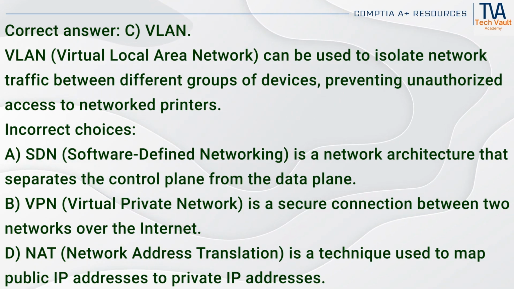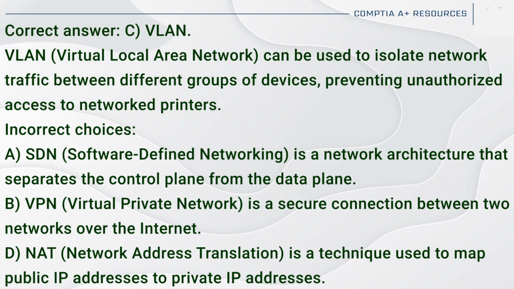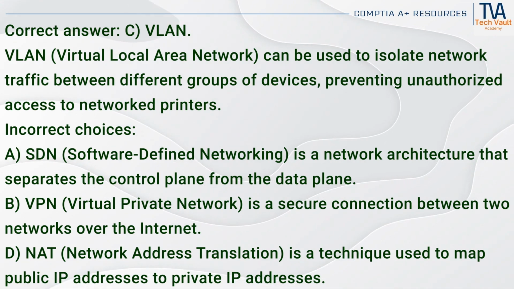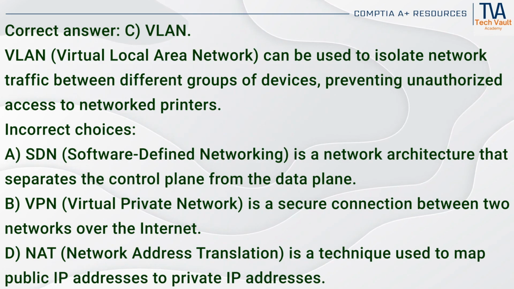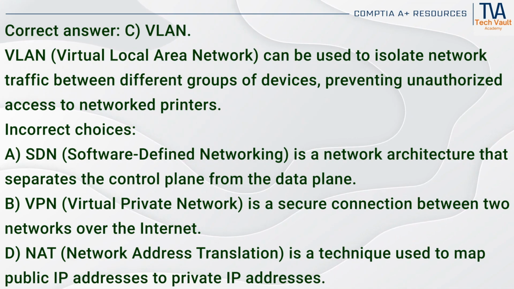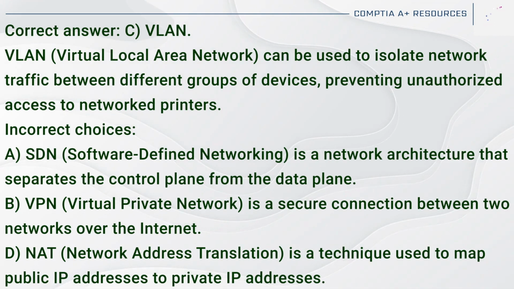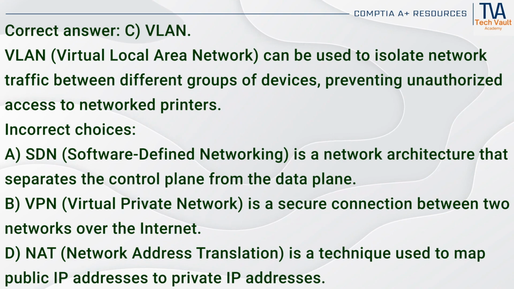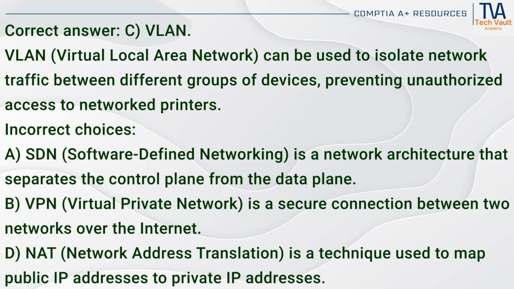Incorrect choices. A, SDN, Software-Defined Networking, is a network architecture that separates the control plane from the data plane. B, VPN, Virtual Private Network, is a secure connection between two networks over the internet. D, NAT, Network Address Translation, is a technique used to map public IP addresses to private IP addresses.